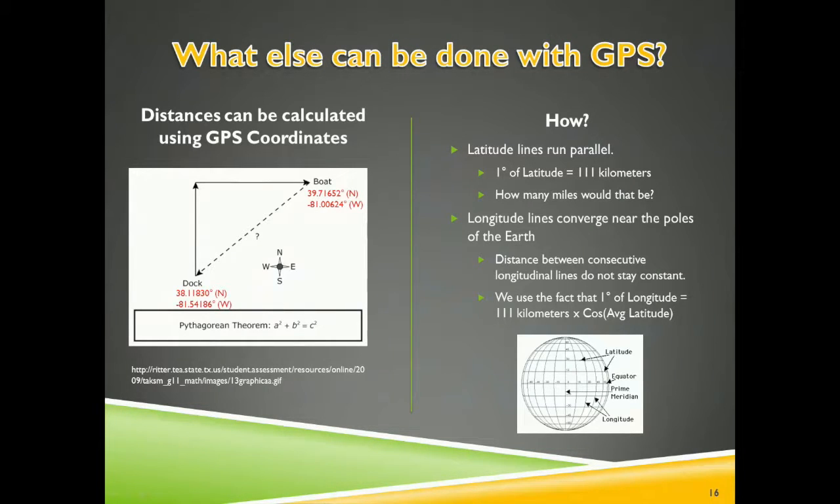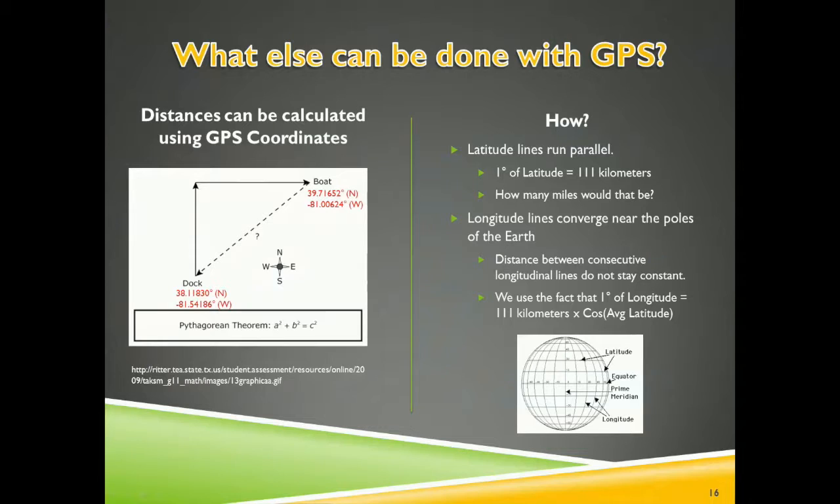So, what else can be done with GPS? GPSs can be used to calculate distance between different coordinates. Let's talk about how to do that. As we said earlier, latitude lines run parallel. 1 degree of latitude equals 111 kilometers. How many miles would that be? Pause this video and take a few moments to work that out.